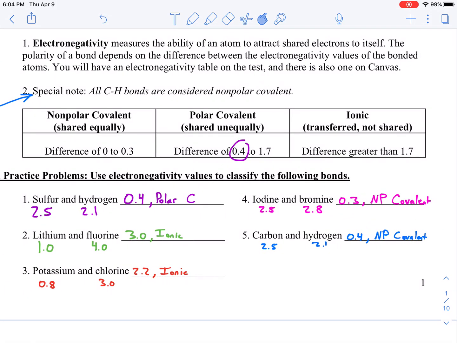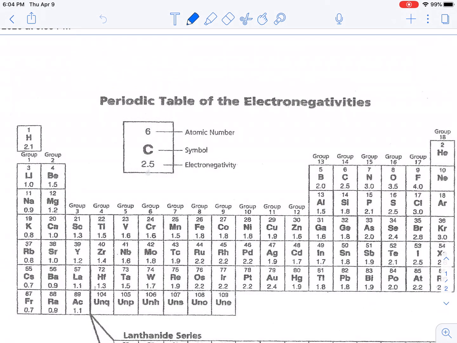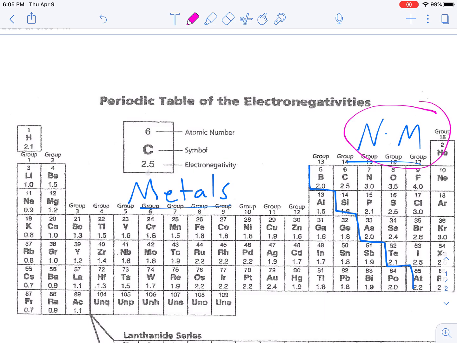And one final note just to be aware of, you can also predict this broadly using your periodic table. So we know that there is this staircase that separates metals from nonmetals, right? So metals are over here on the left, and nonmetals are over here on the right. And so in general, if you have a metal bonded to a nonmetal, that's going to be ionic, and in general two nonmetals bonded together is going to be covalent. But of course you need to check the electronegativity values to know for certain whether it's a polar covalent or a nonpolar covalent, even if you have two nonmetals bonded together.